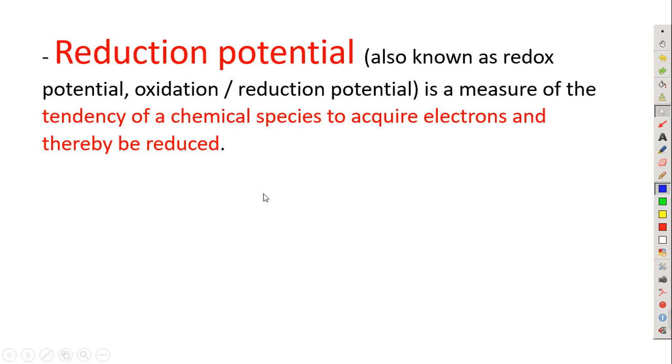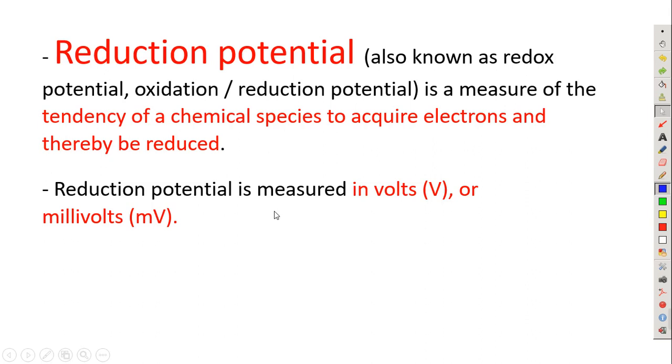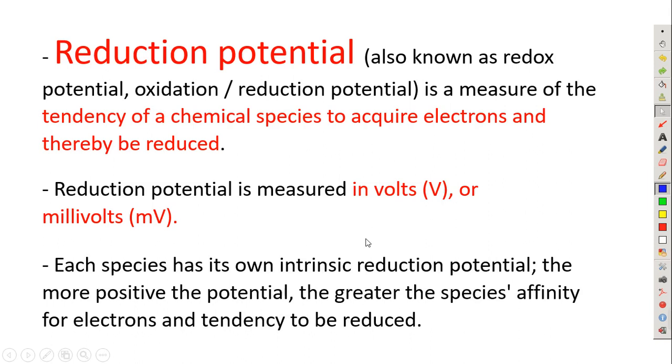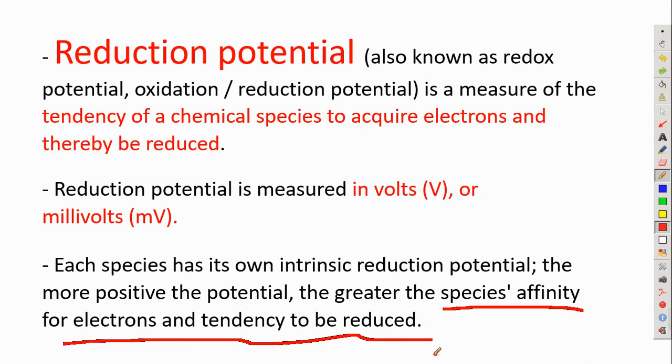It's measured in volts or millivolts, which is quite logical because we're measuring the flux of electrons and how electrons are carried from one molecule to another. And the last thing we can say is that each molecule, each chemical species, will have its own reduction potential. This is interesting: the greater the species' affinity for electrons, the more positive the potential.